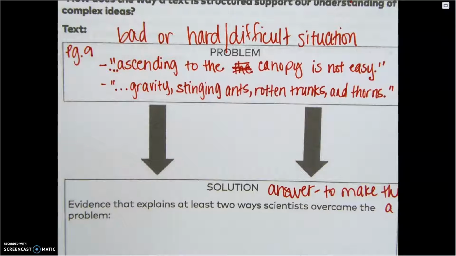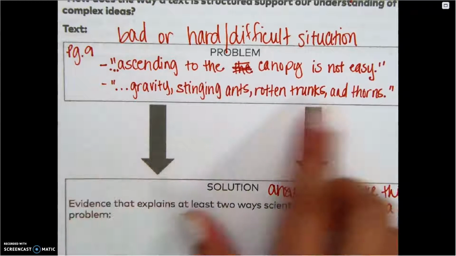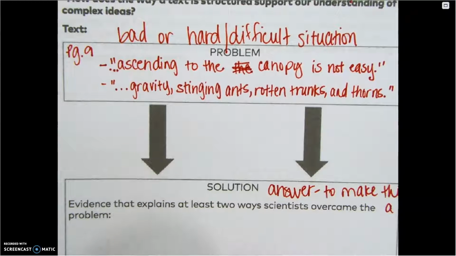Now what I want you to do, you see how I wrote this? I wrote the page number, I put quotations. I want to see if you can find the solution on page 10. Once you identify the solution on page 10, remember it's that thing that makes it easier and solves the problem. I want you to write two ways things have been made easier for the scientists who are climbing.